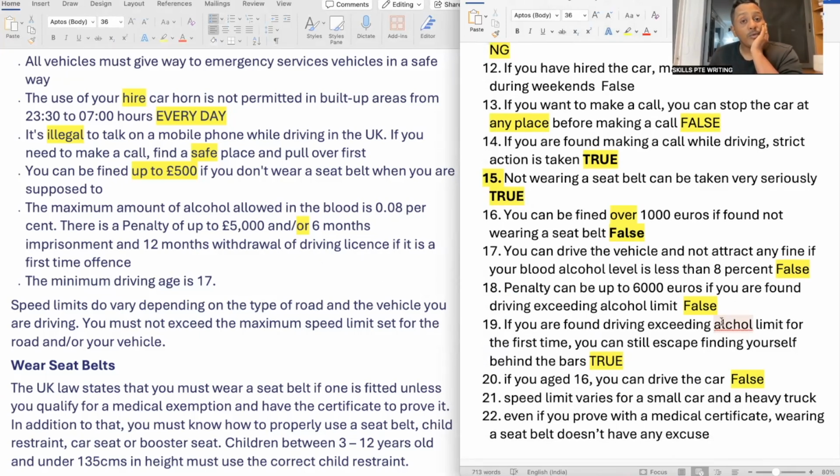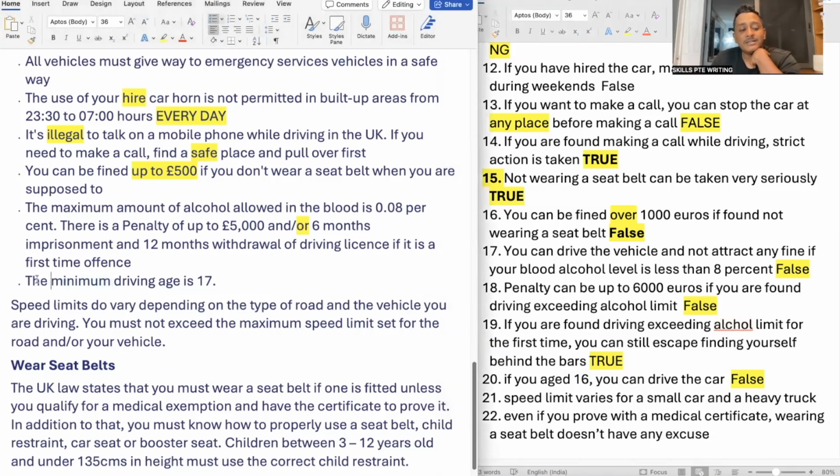Question 20 not given? No, it is given. Okay, people have made mistakes. Minimum driving age is 17. That means if you're 16, you can drive the car? 100% no. Minimum is 17. It is given. We're not getting it. Sharon is getting it. Guys, 20 is false. Anybody have doubts on 20? Anybody has doubts on 20? 20 is not given. It is false.